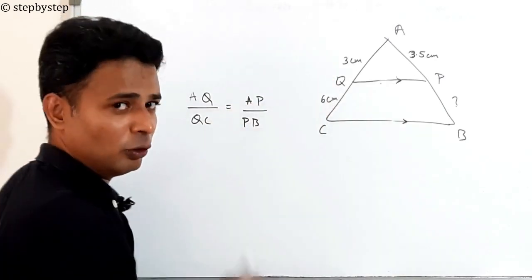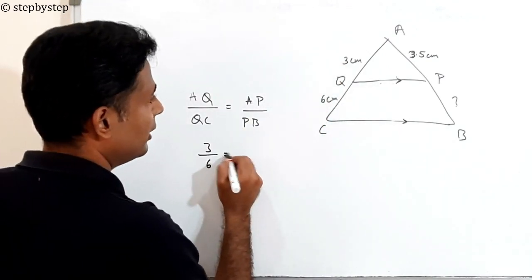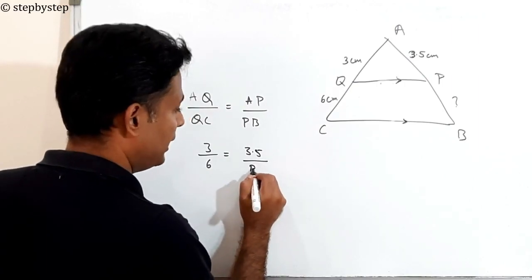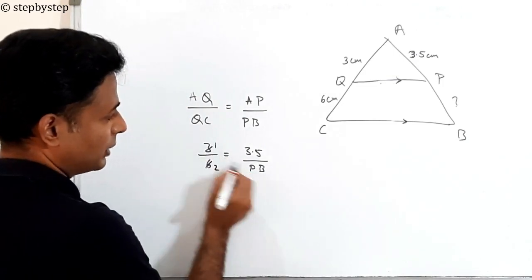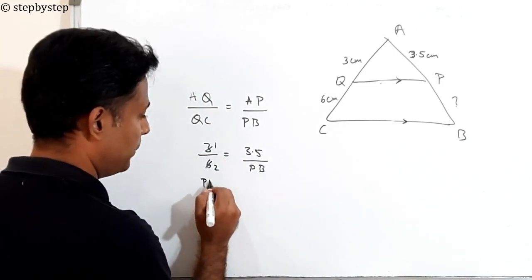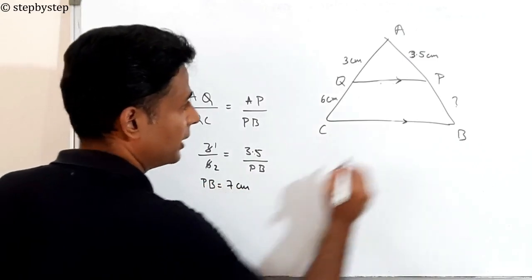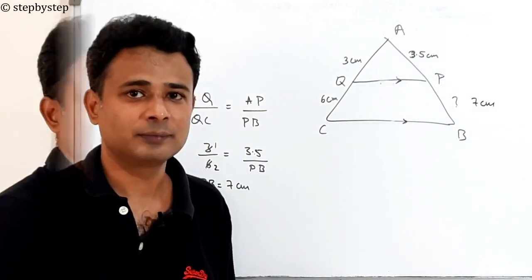Now we just have to substitute. AQ is 3, QC is 6, equal to AP is 3.5 by PB. This is what you have to find. 3 ones are 3, 3 twos are 6. I transpose PB into 1, PB equal to 3.5 into 2, 7 centimeters. So this is 7 centimeters.